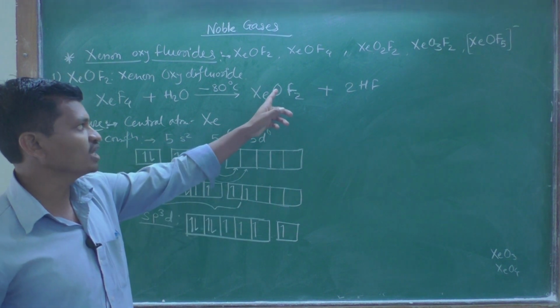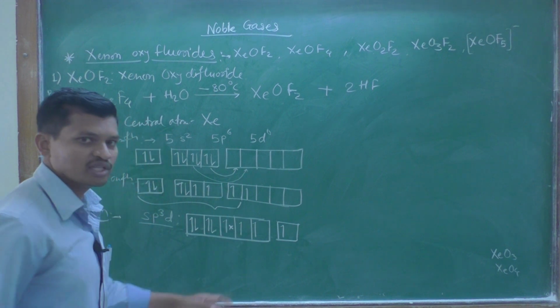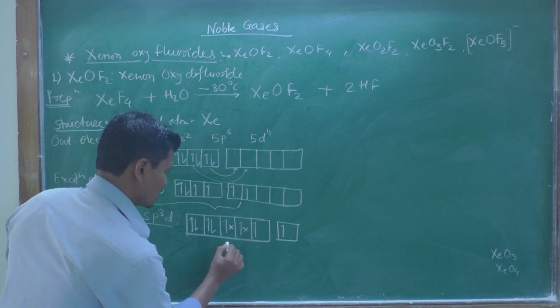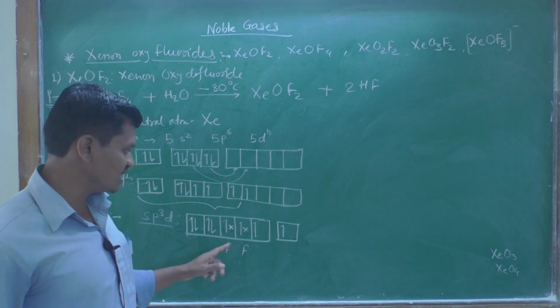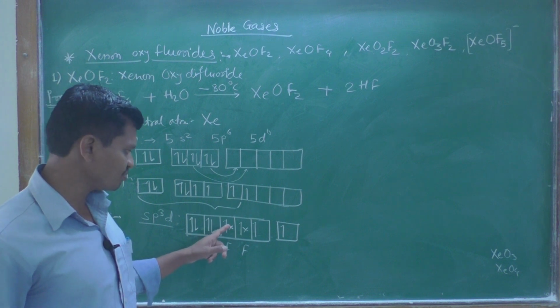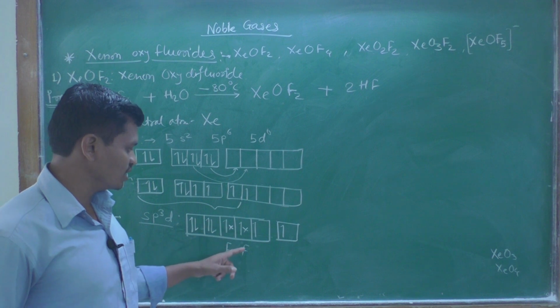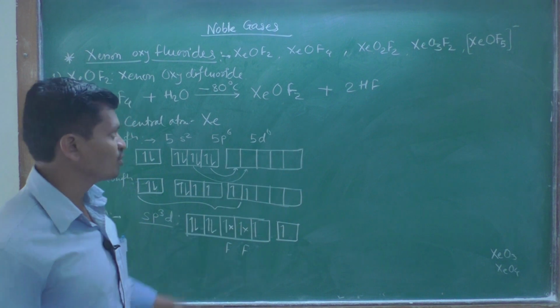Now we have 2 fluorine atoms and 1 oxygen atom. I am showing the electrons of fluorine by crosses. The single electrons of fluorine get shared with the electrons of the xenon sp3d hybrid orbitals. So there are 2 fluorine atoms, as well as the presence of 1 oxygen atom.